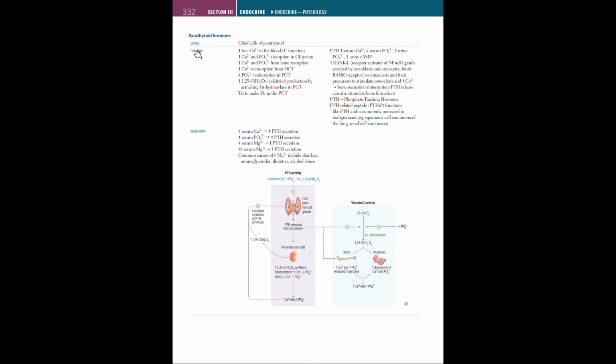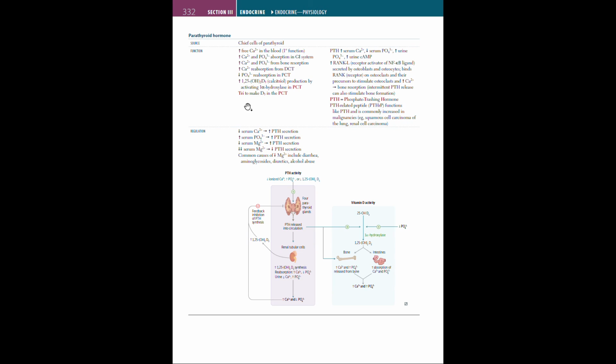Parathyroid glands secrete parathyroid hormone, which is secreted from the chief cells of the parathyroid. Their function is causing an increase in free calcium in the blood. This is the primary function. It increases calcium and phosphate absorption in the GI system, increases calcium and phosphate from bone resorption, increases calcium reabsorption from the DCT, and decreases phosphate reabsorption in the PCT. It also increases 1,25-OH2 D3, the calcitriol production, by activating 1-alpha hydroxylase in the PCT.